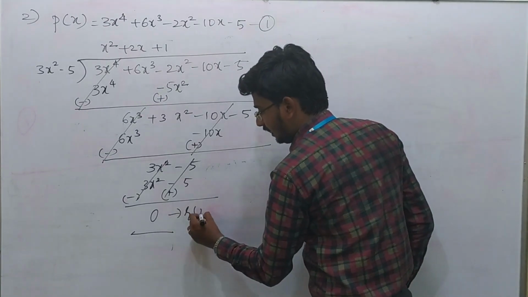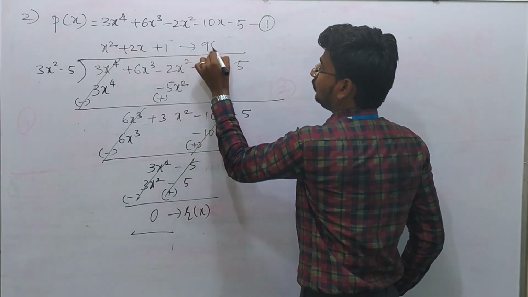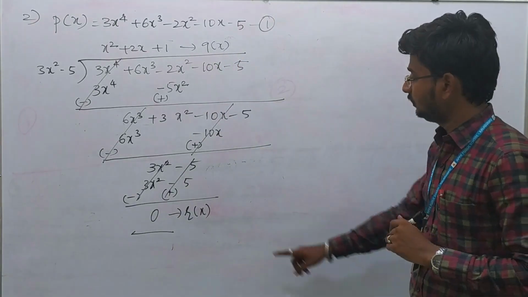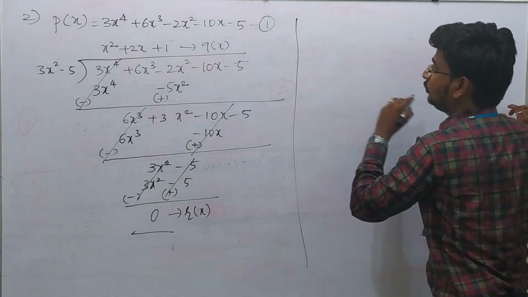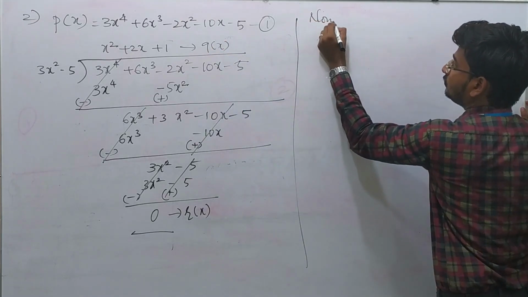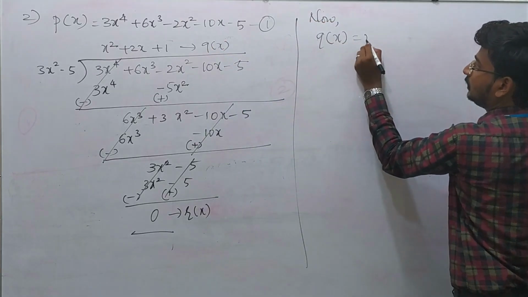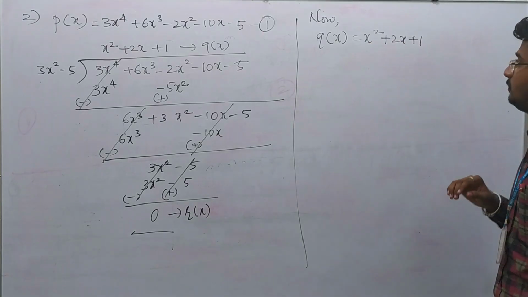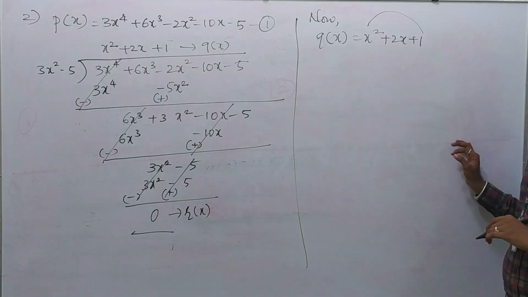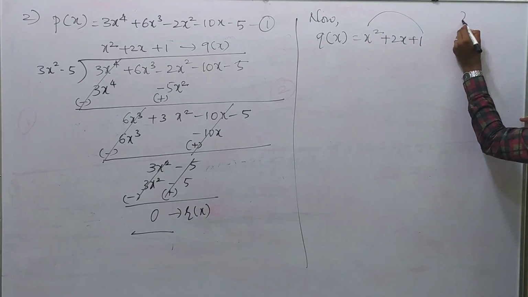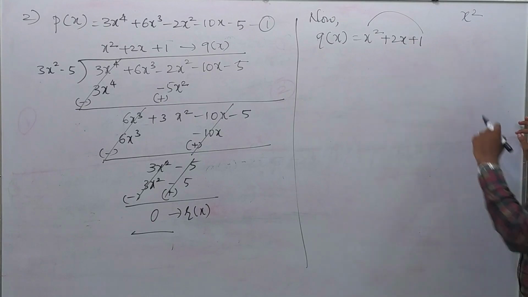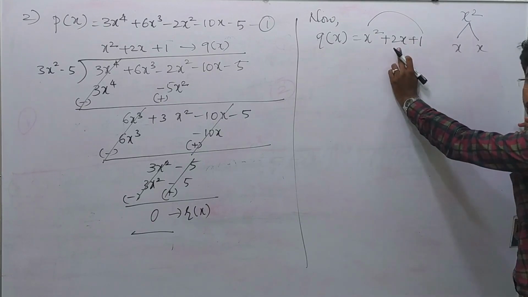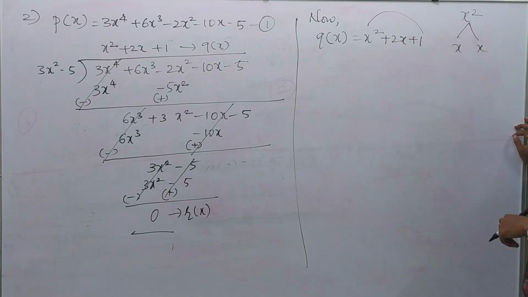So now I got r of x value as 0, q of x value as x square plus 2x plus 1. Now I have to find the remaining two roots. When r of x is 0, take this q of x value. Now q of x is equal to x square plus 2x plus 1. Apply the factorization method. Multiply first and last term. x square into 1, x square. Middle term should be 2x. So simply x and x. If I add these two, 2x. If I multiply these two, x square.